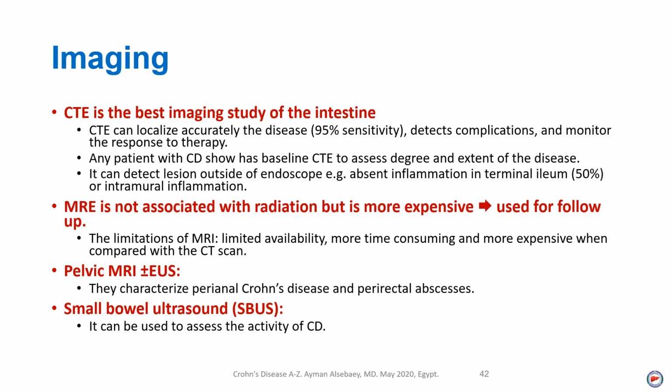Pelvic MRI, fistulogram, and EUS, they are mandatory in patients with perianal disease to know, number one, the type of the perianal fistula, simple or complex, if there is a perianal fistula, if there is a perianal abscess or not, and also what is the extent of the rectal disease. A new modality is used nowadays in expert centers. It is called small bowel ultrasonography, and the research is continuing on it because it is non-invasive and easy to be done.